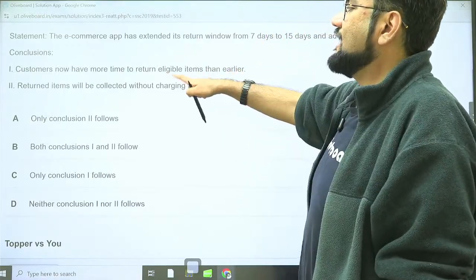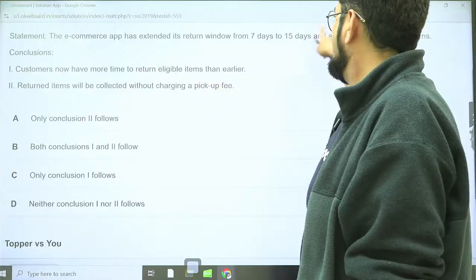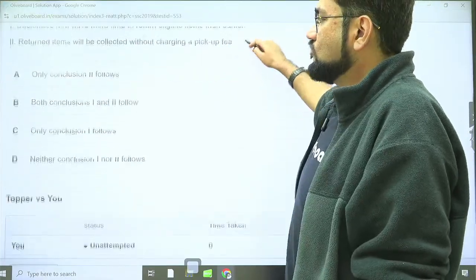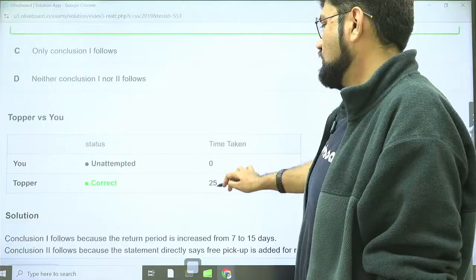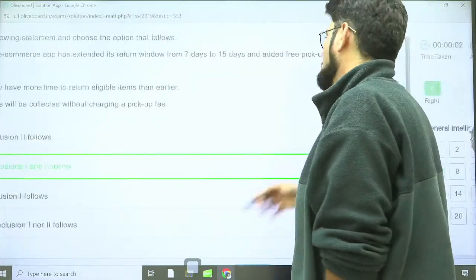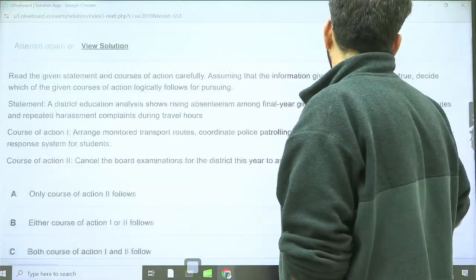Second one says returned items will be collected without charging a pickup fee. Yes, it is written, it is free pickup here. So both conclusions follow. It's a very simple question. 25 seconds to answer this question. Again, conceptually clear, no issues whatsoever.